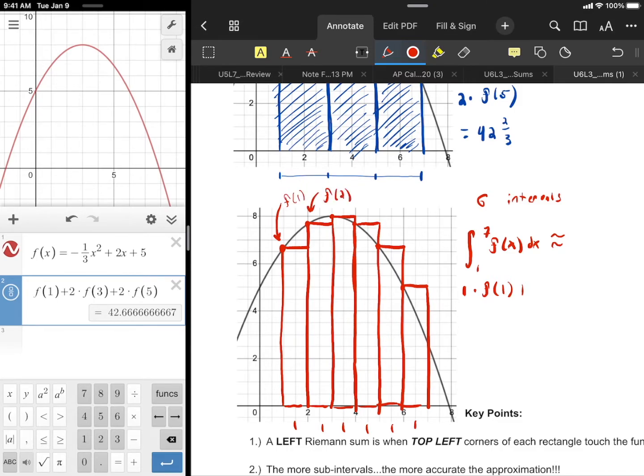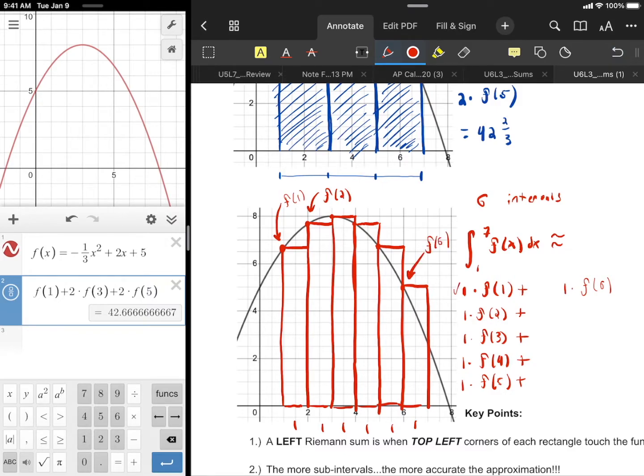So basically you're just going to be doing f of 1 plus 1 times f of 2 plus 1 times f of 3 plus 1 times f of 4, and so on, plus 1 times f of 5. I'm going to run out of room here, plus we'll just put up here 1 times f of 6 plus 1 times f of 7. Oh, nope, there's no f of 7. Right, so you got to be careful there. The last one here is f of 6.